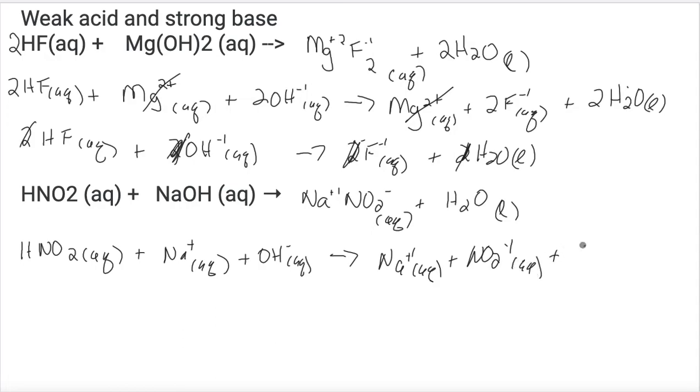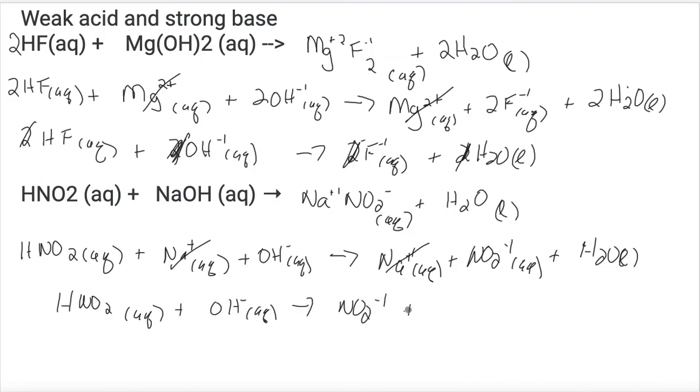And we have water, H2O, liquid. Do not break that apart. Okay, anything that's a spectator. Well, Na is a spectator. That looks like that's it. So you rewrite everything but the spectator ion. HNO2 plus OH negative gives NO2 minus 1 plus H2O, liquid.